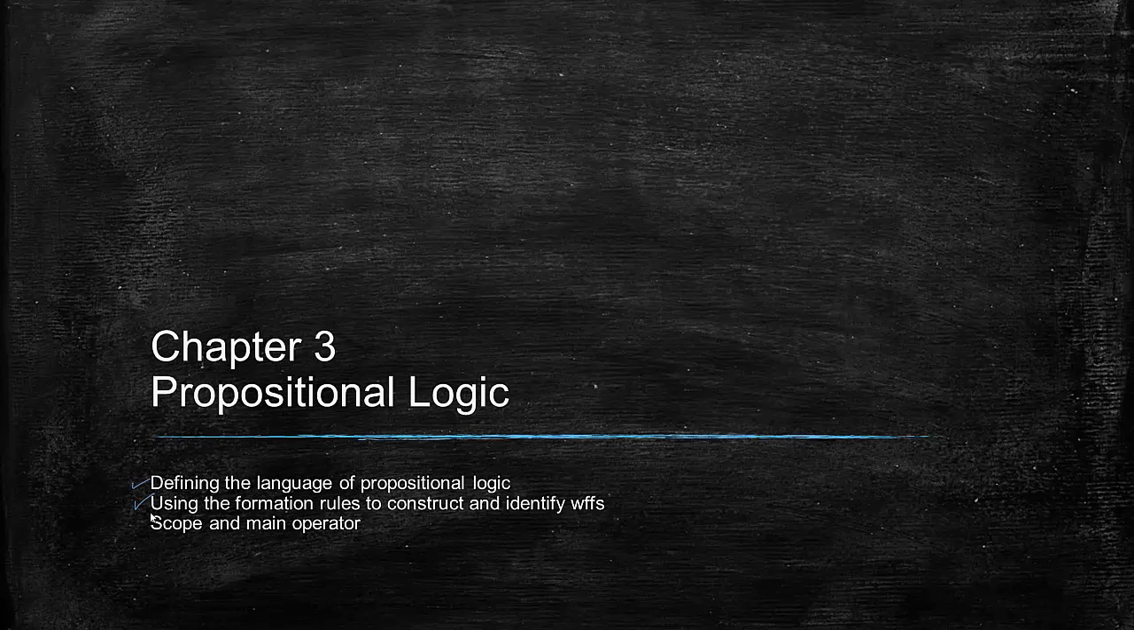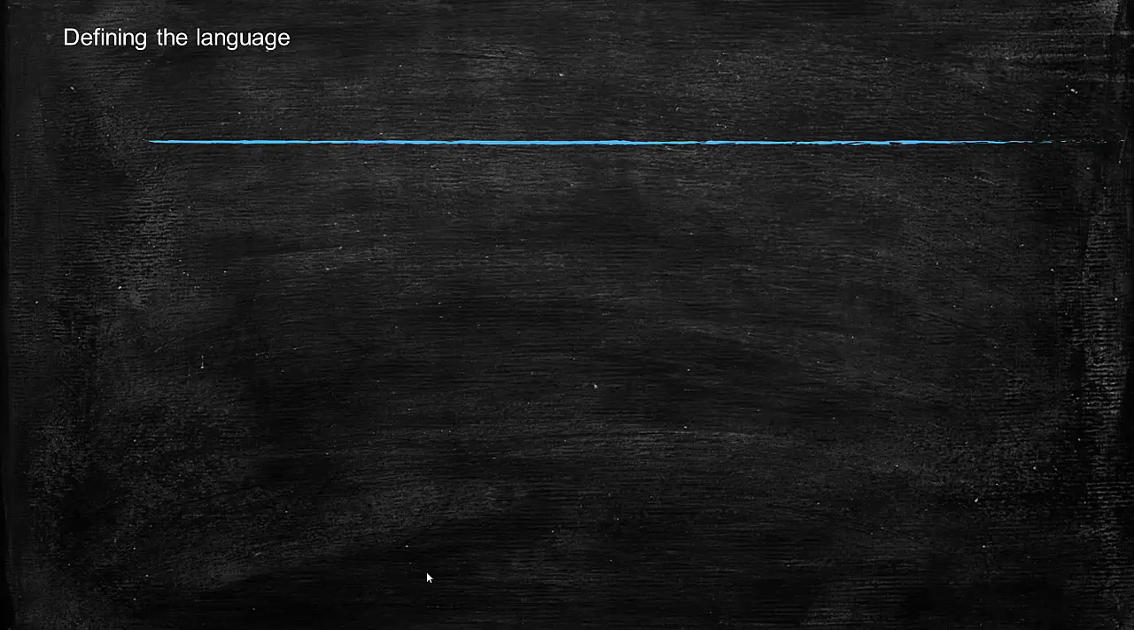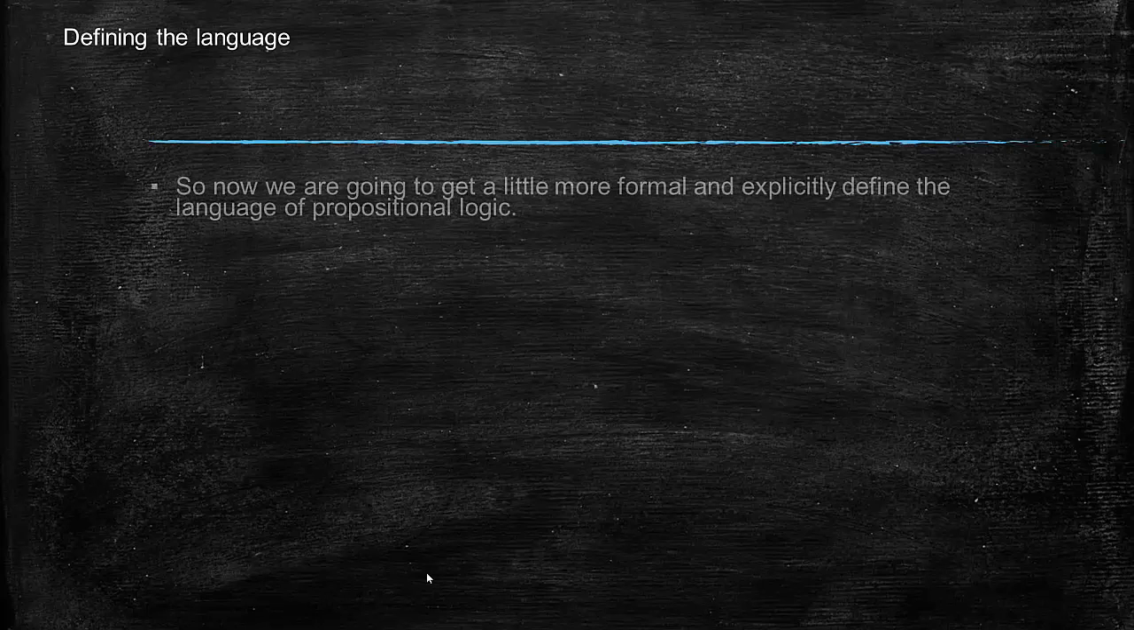And then we're going to introduce two concepts, the concept of scope and the concept of a main operator. Now, these aren't actually discussed in the little book. They are in the larger book, but they're straightforward and we can just deal with them in lecture. All right, so we're going to get a little more formal, explicitly define the language of propositional logic.